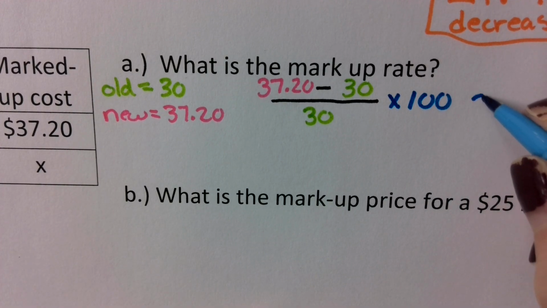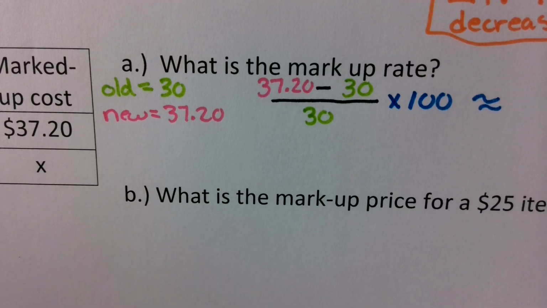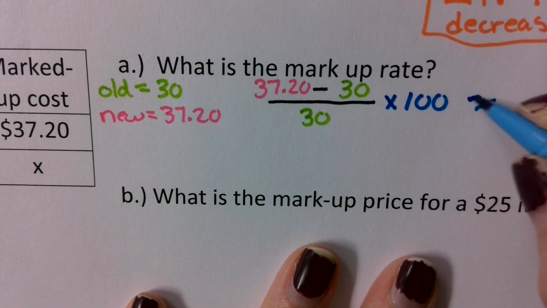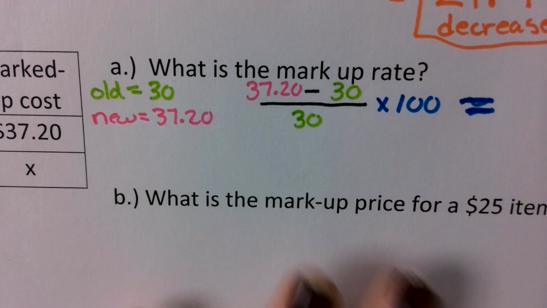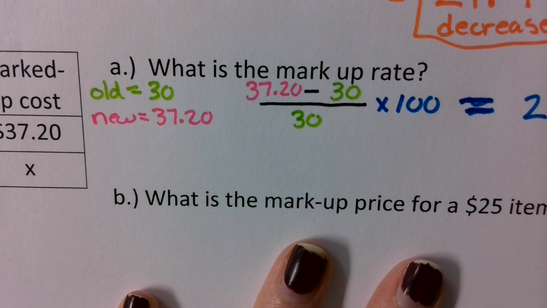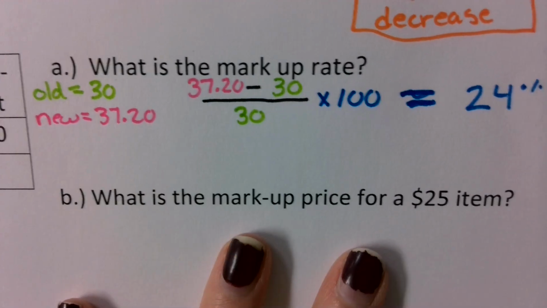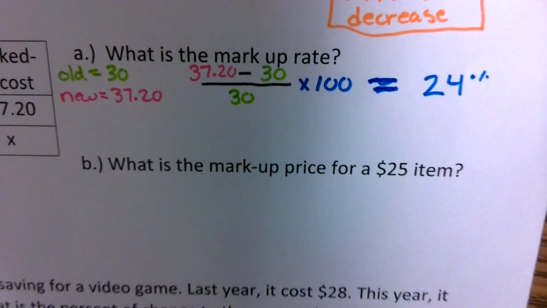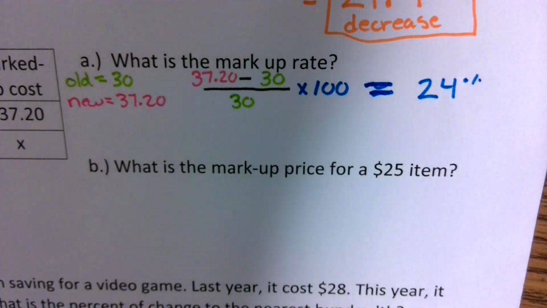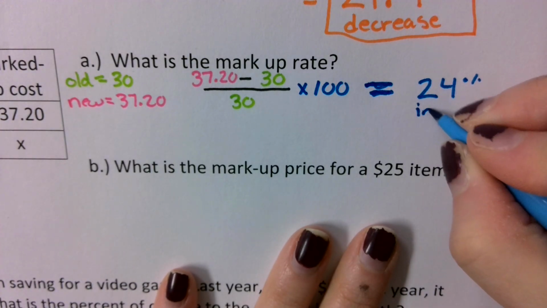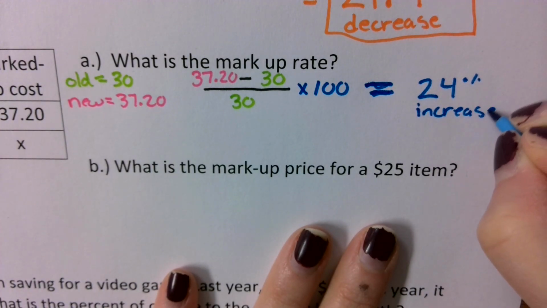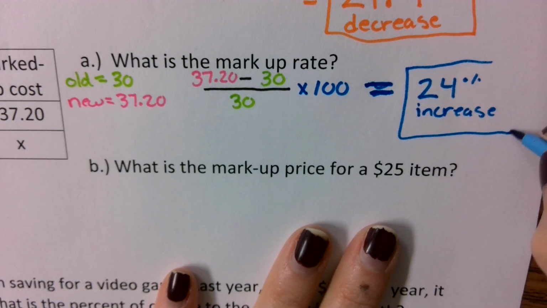So that's going to give us approximately what? When we do 37.20 minus 30, and then we divide it by 30, and we multiply by 100, what is that going to give us? 24. And that's not an approximate rate. That is actually an equals. It's exactly equal to 24. That's 24%, and again, it's a markup. So if it's marked up, was that increasing or decreasing? Increasing. So I'm going to put this was a 24% increase in our price.